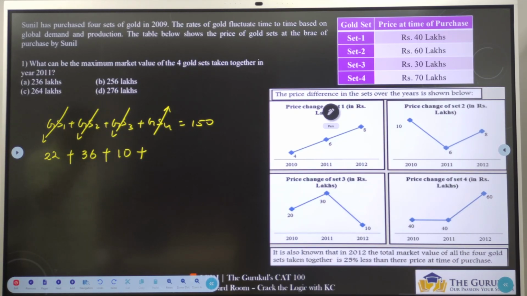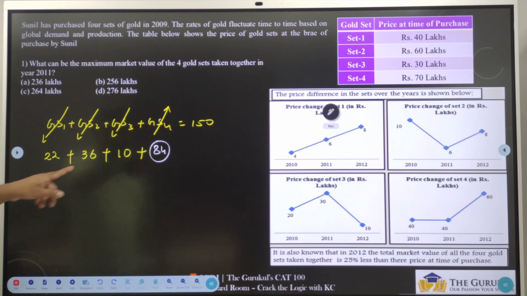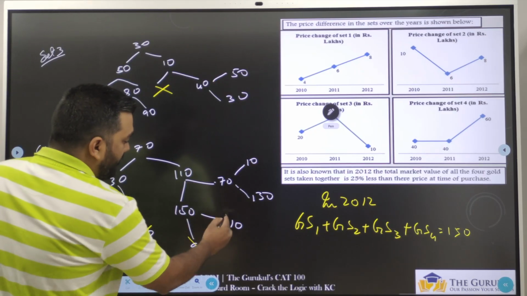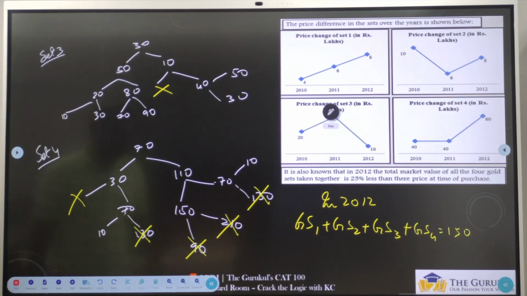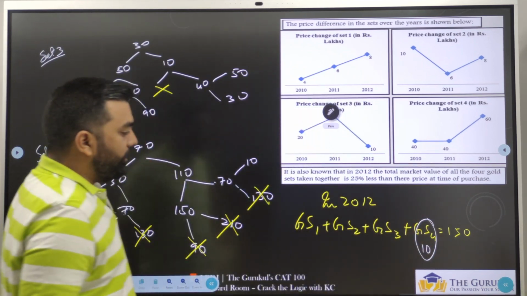Yes or no? Now what is the maximum value of goal set 4? This is already 30, 40, 50, 60, 68 is gone. So 150 minus 68. So 150 minus 70 will be equal to 80 and 4. So the goal set 4 maximum value will be 84. That is one conclusion. If goal set 4 maximum value is 84, this 130 is not possible, this 90 is not possible, 210 is not possible, 130 is not possible. So goal set 4 should definitely be 10 only. Okay, goal set 4 is 10.